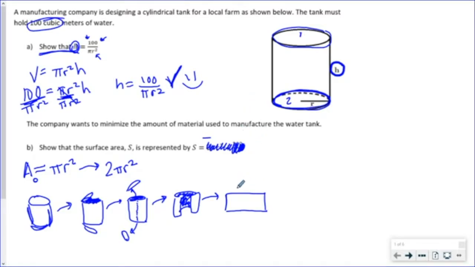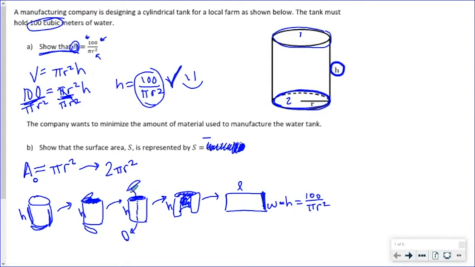Okay, so here's my length, here's my width. Now, let's define these two measurements in terms of what we have here. If you see this width here, isn't this the same thing as my height? If I put h here, h here, h here, my width is h. And what do we say h equals? Oh, h equals 100 over pi r squared. All right, we have h, which is our width.